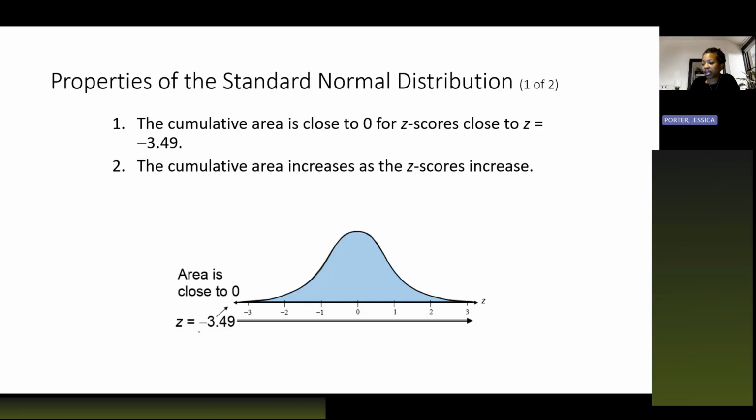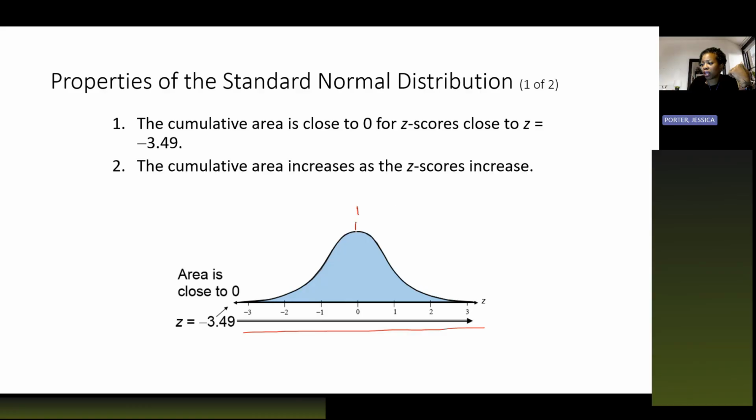So at z equals negative 3.49, this area basically is close to 0 because it's more than 3 standard deviations away. And we learned last week that if you're 2 or more standard deviations away, you're considered to be unusual. Well, we're 3, so of course we're close to 0. The cumulative area increases as the z-scores increase. So as you move to the right, the area increases.